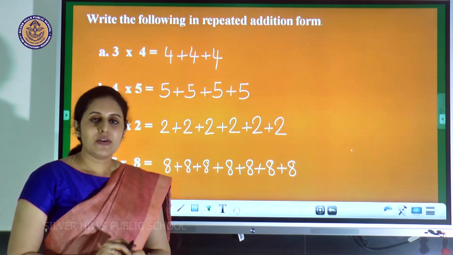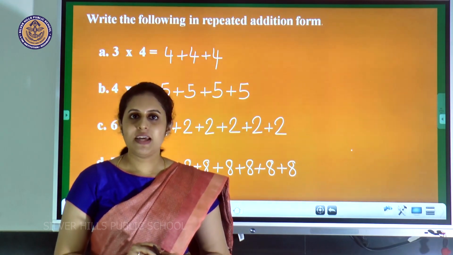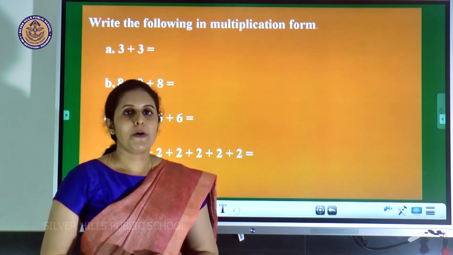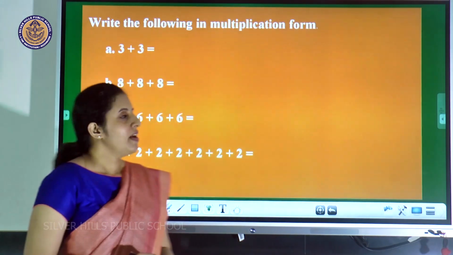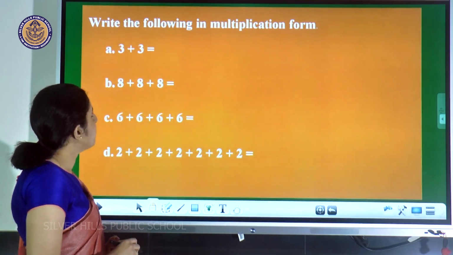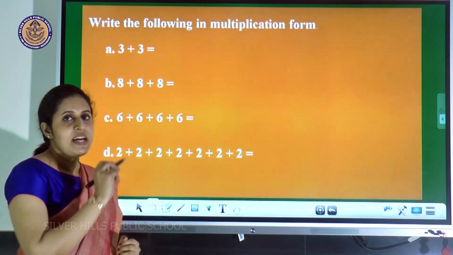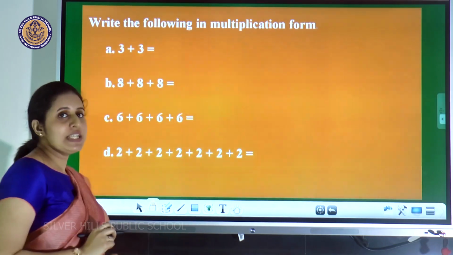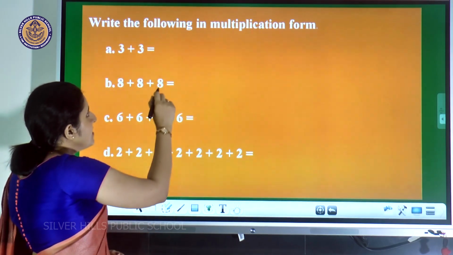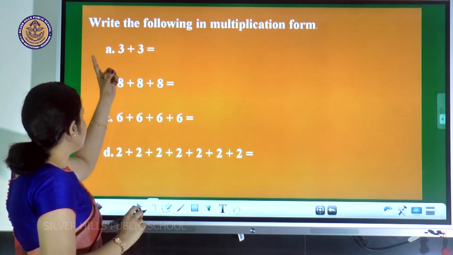Okay. Now we are going to see the last set of problems for this chapter. So, here we have the final set of problems in this chapter. You can see on the screen the question. Write the following in multiplication form. See how it is different? The last one was in repeated addition form. Here it is in multiplication form. What is the first question?